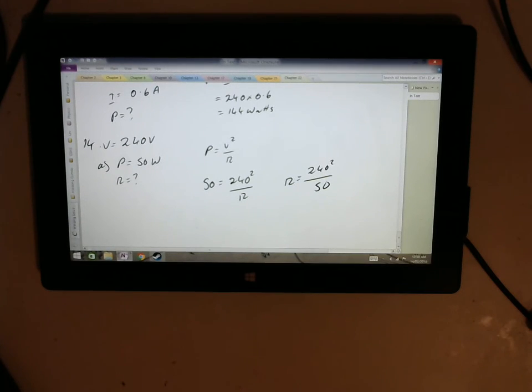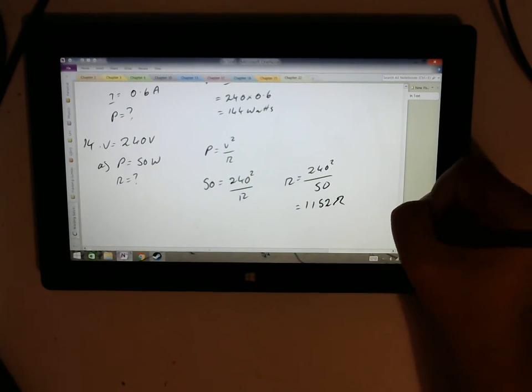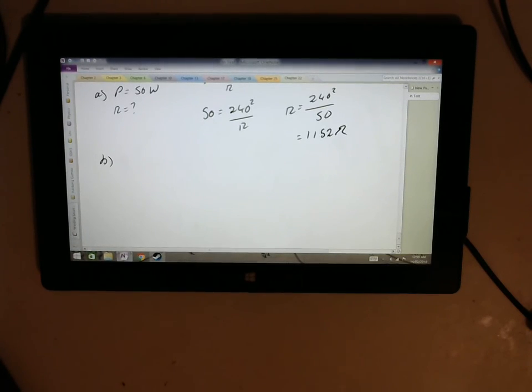240 squared divided by 50 gives us a resistance of 1,152 ohms. Let's double check that. And 14A, yep, correct.